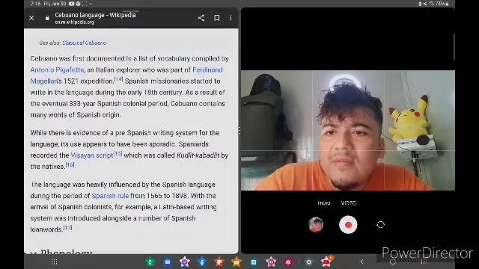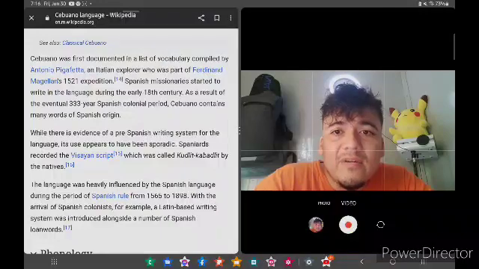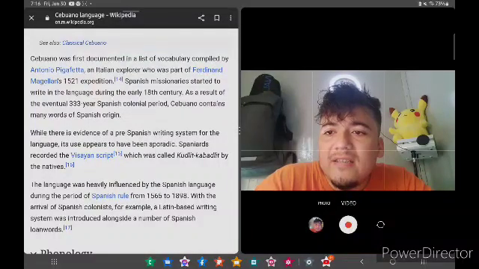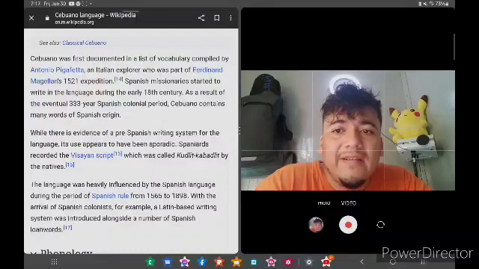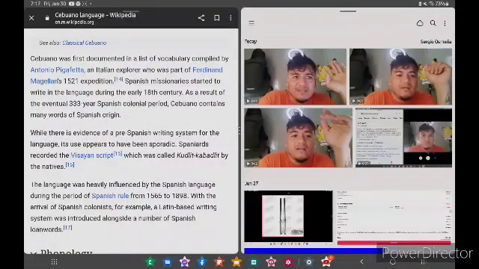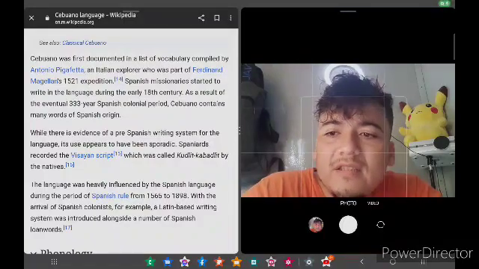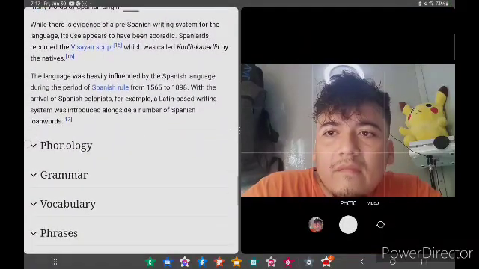Cebuano was first documented in a list of vocabulary compiled by Antonio Pigafetta, an Italian explorer who was part of Ferdinand Magellan's 1521 expedition. Spanish missionaries started to write in the language during the early 18th century as a result of the extended Spanish colonial period. Cebuano contains many words of Spanish origin. Yeah, that's true.